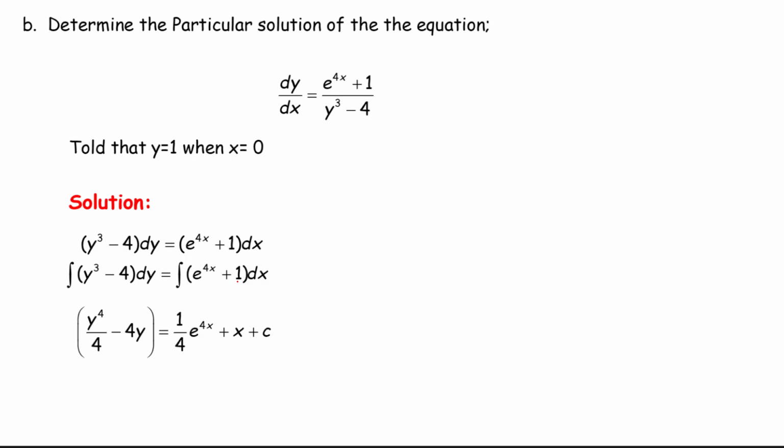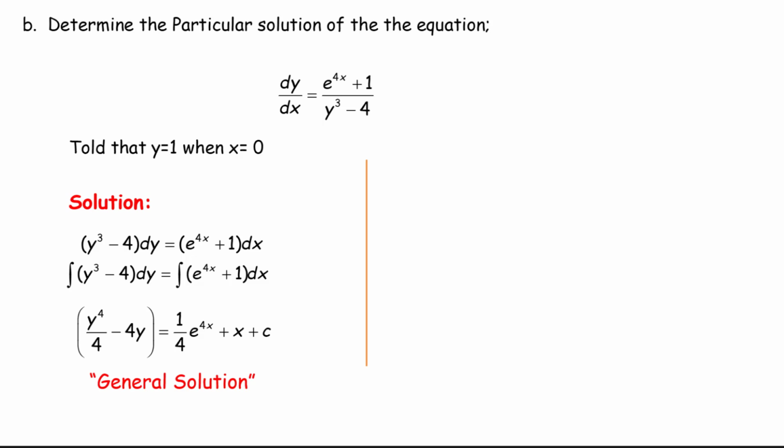Integrate 1, which is really x to the power of 0. You just get x, add 1 to the power and divide by the new power. So once again, this is what we call the general solution. And now what we need to do is get the particular solution. So you have to get the general solution first before you can get the particular solution.